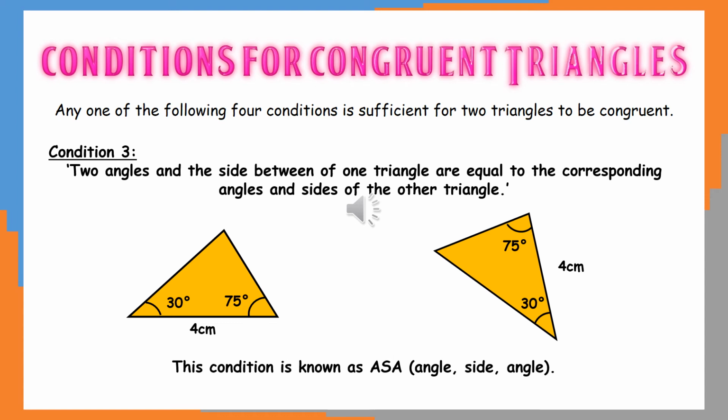For example, here we have two angles, 30 degrees and 75 degrees, and the side between them, 4 centimeter, corresponding to the side in the other triangle, and the two angles are equal. So in this condition the two triangles are congruent. This condition is known as ASA. It means angle side angle.